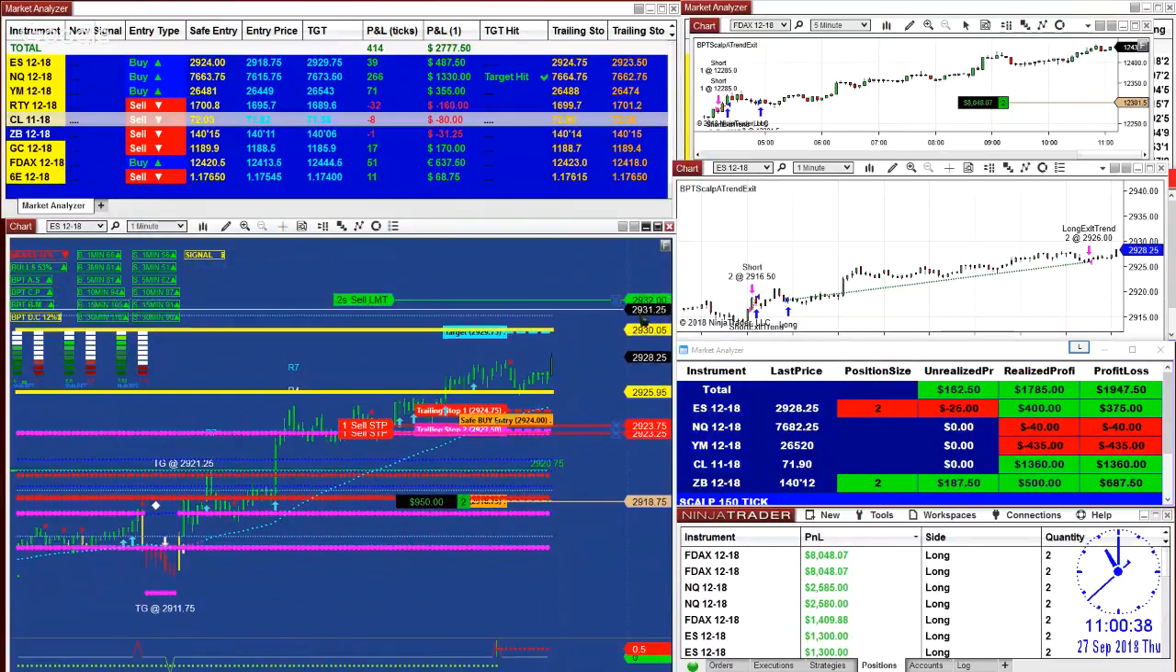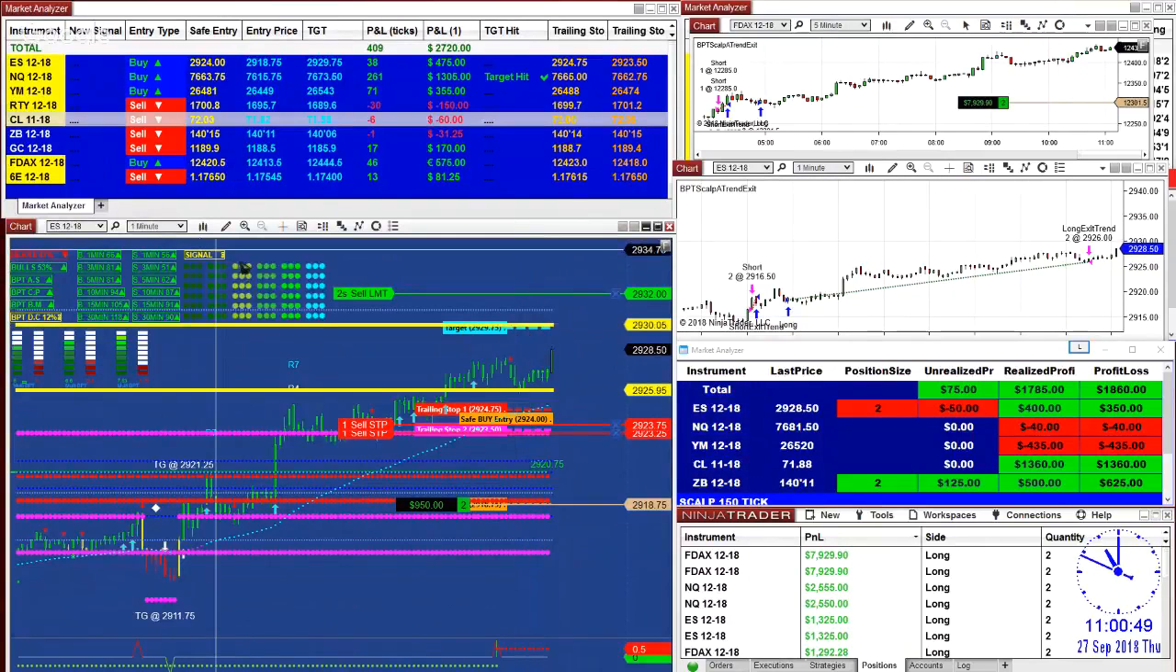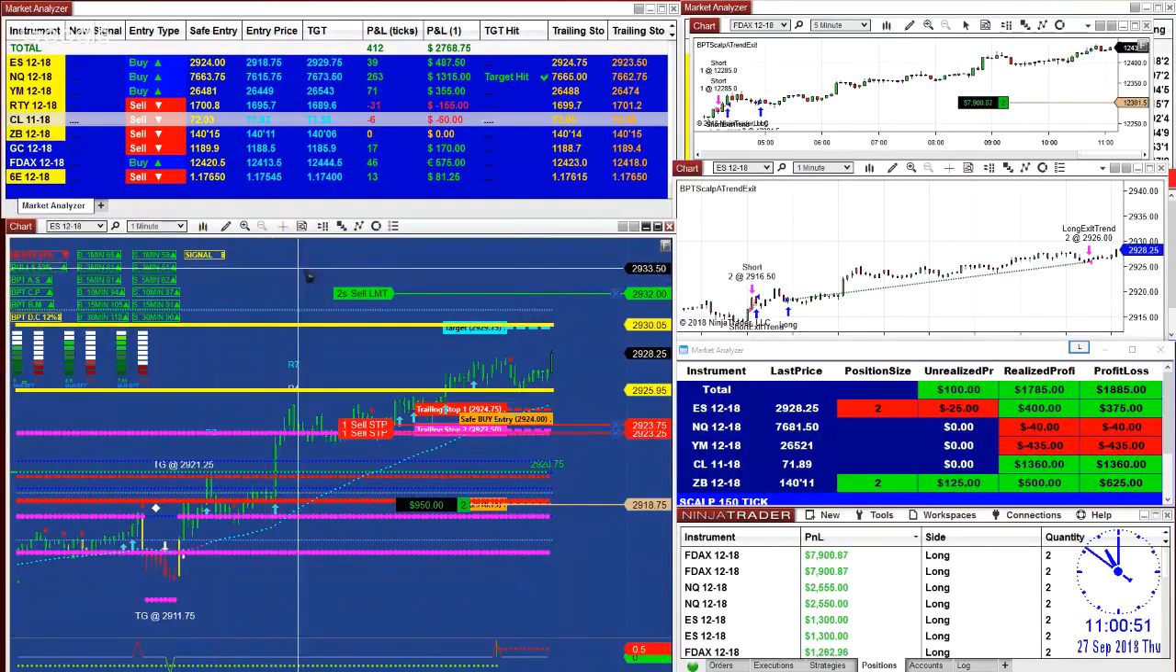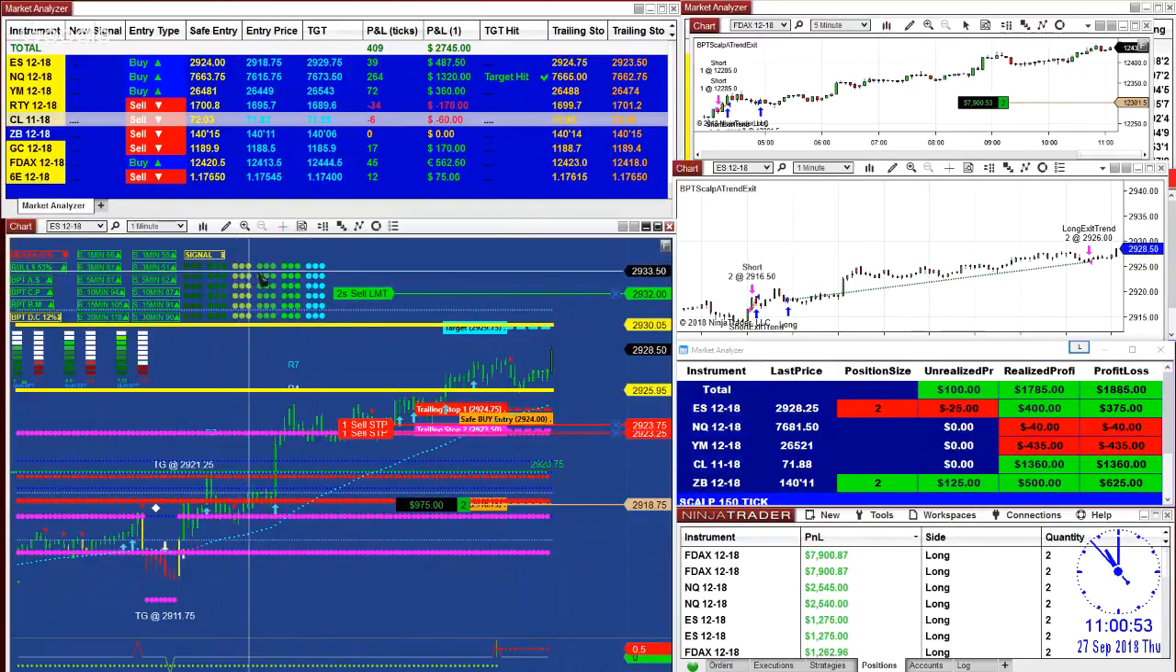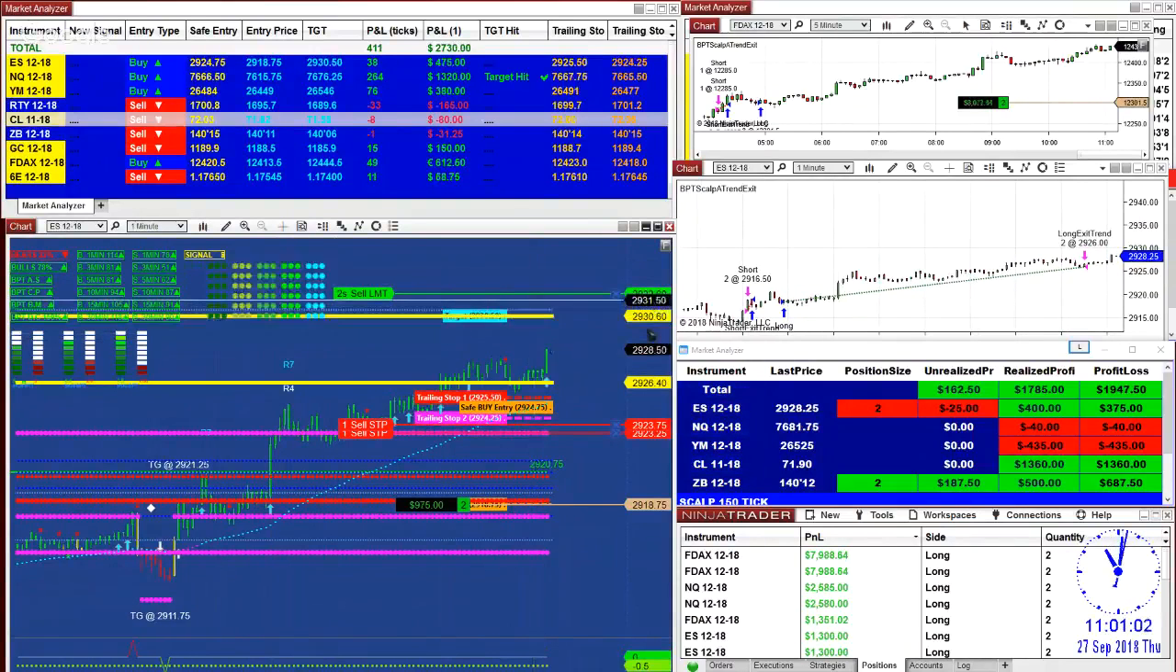There we go. Oh boy, there are a lot of buyers. When you see this one blinking, that means there are a lot of buyers coming in. But there is nothing you can enter in the market here. It's too late, guys. But it seems like we're going to nail the target.